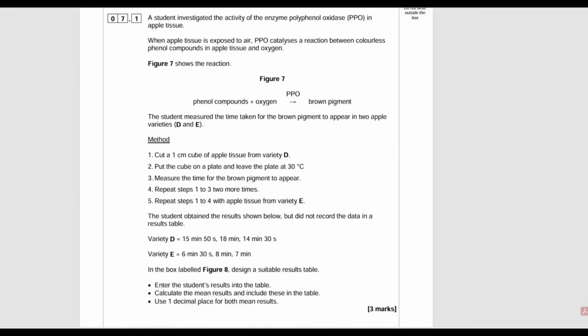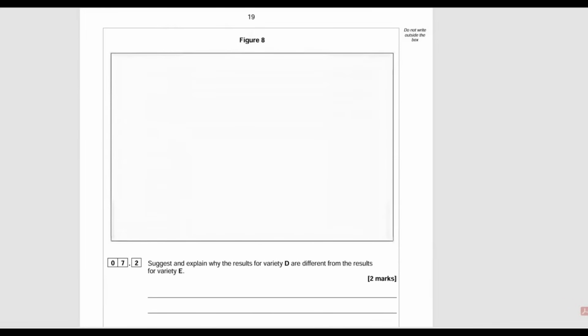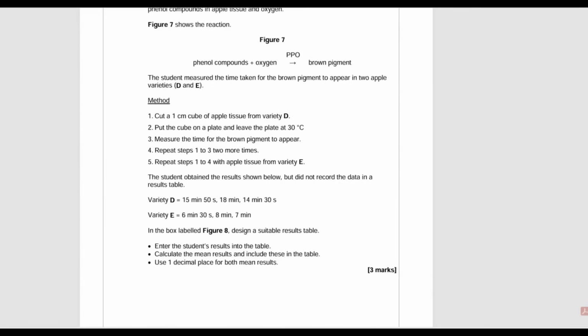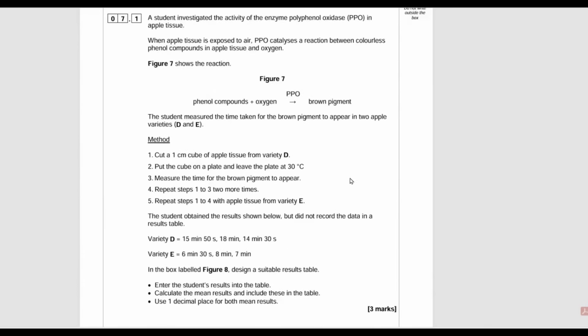So what we need to do here is zing down and we're going to find a results table. And we need to scribble our results table there using all the information up there. So I'm going to do my table here on the side. And essentially, oh my gosh, pink. Yes.